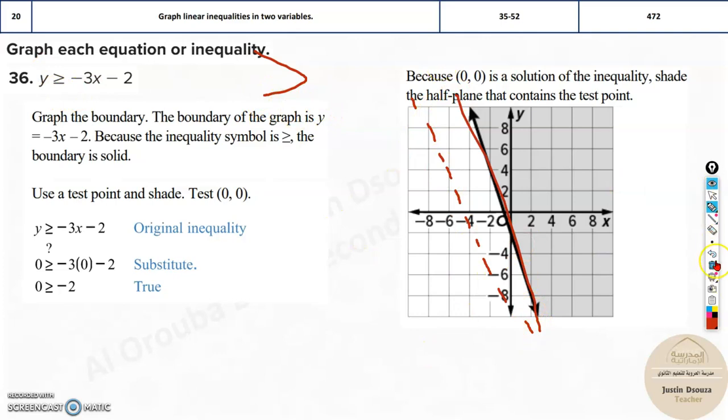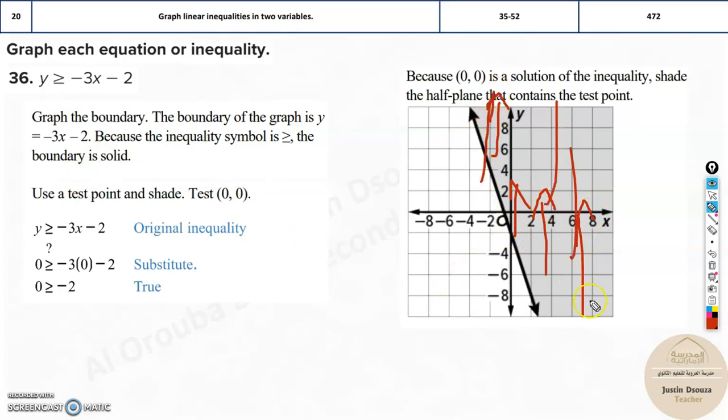And what else? Greater than or equal to means all the above. Greater means it's above, right? All the above part is the solution region. This is all the solution.